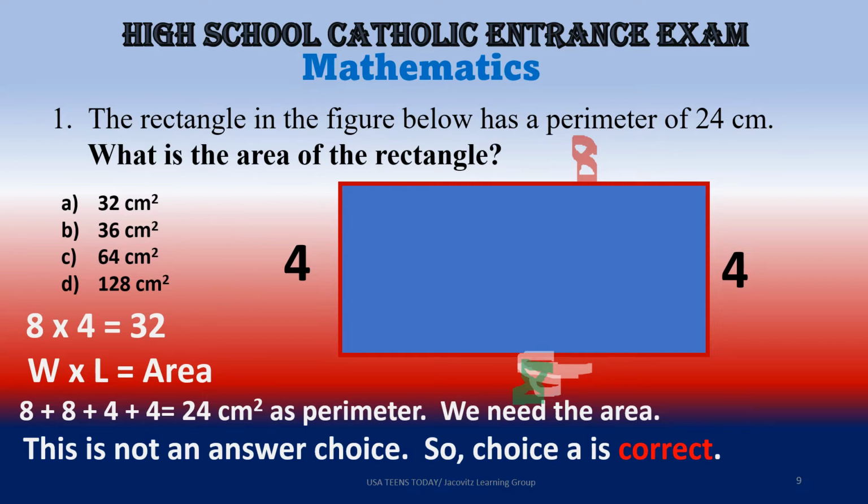8 times 4 is 32. That's your width times your length, which is the area. And just keep in mind that your perimeter is going to add everything around. Meanwhile, your area is just going to multiply 2. It can do these two, one length and one width, or it can do these two. It doesn't matter which one.